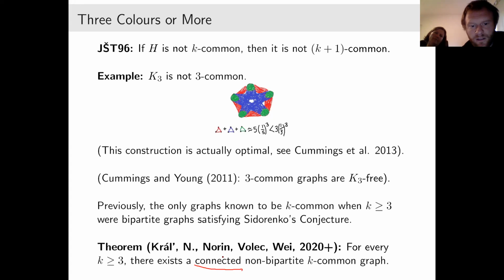Is it clear, or could you have a graph which would be k-common for every k and not bipartite? That's another very good question. I'll save that one because that's going to be addressed later. But that's a very good question. Yeah, thank you. Okay. Any other questions?